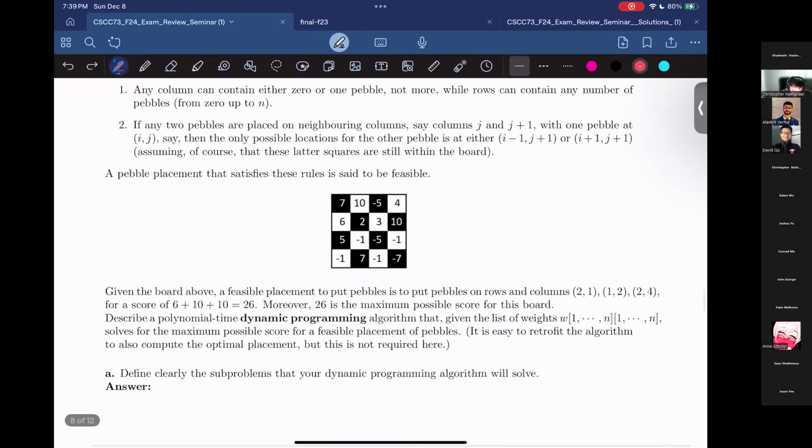And there are also these examples that go through the feasibility of these restrictions. So we want to describe a polynomial time DP algorithm that, given the list of weights w, 1 to n, 1 to n, we need to find the maximum possible score for a feasible placement of pebbles. Okay.